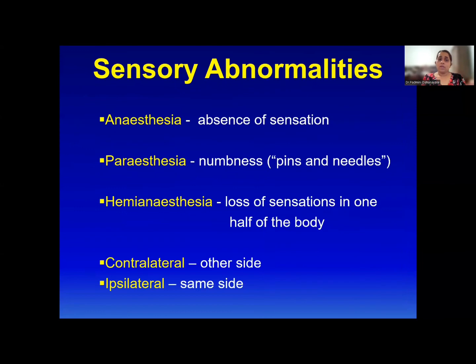Okay. Right. So a few sensory abnormalities, clinically important ones, like anesthesia. What is anesthesia? It means absence of sensation. Paresthesia means pins and needles. That is numbness. You can feel, but it is numb. It is a pins and needles sensation. Then hemianesthesia. Half of your body you have loss of sensation. Then when you're talking about the clinical cases relevant to these sensory abnormalities, usually you come across these two terms, ipsilateral and contralateral. Contralateral means other side, and ipsilateral means same side of the body.